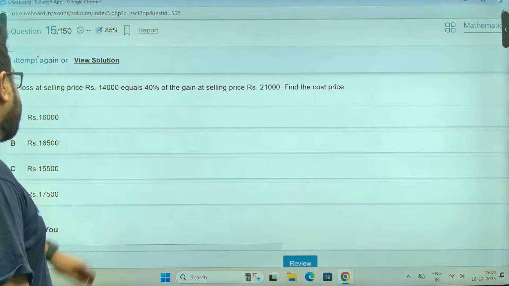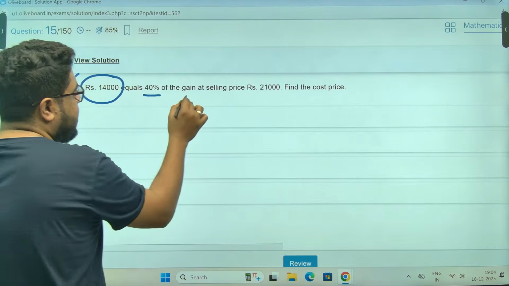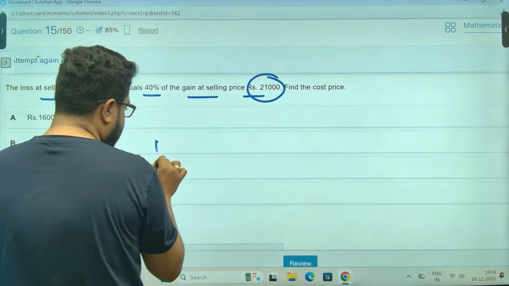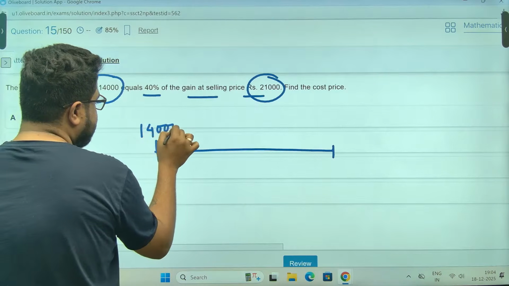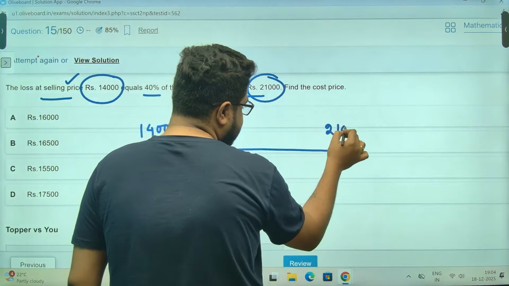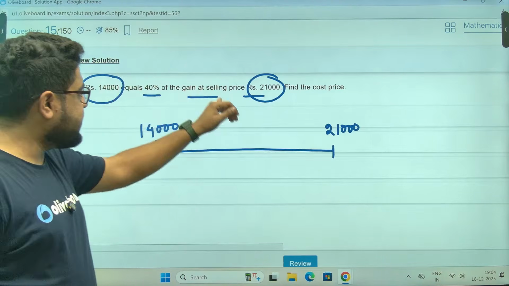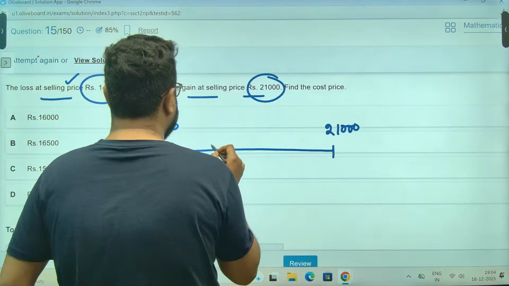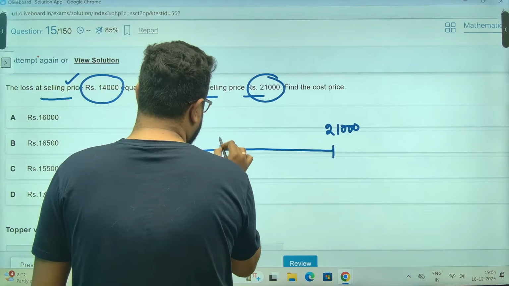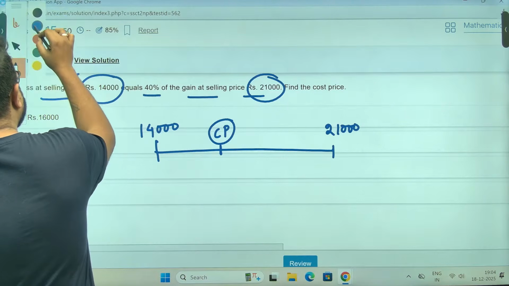Clear? Achha. Loss at selling price of this equals 40. Sir, always two selling prices, 14,000 and 21,000. There is a loss at this selling price, there is a profit at this selling price. Meaning, sir, CP is somewhere in the middle.